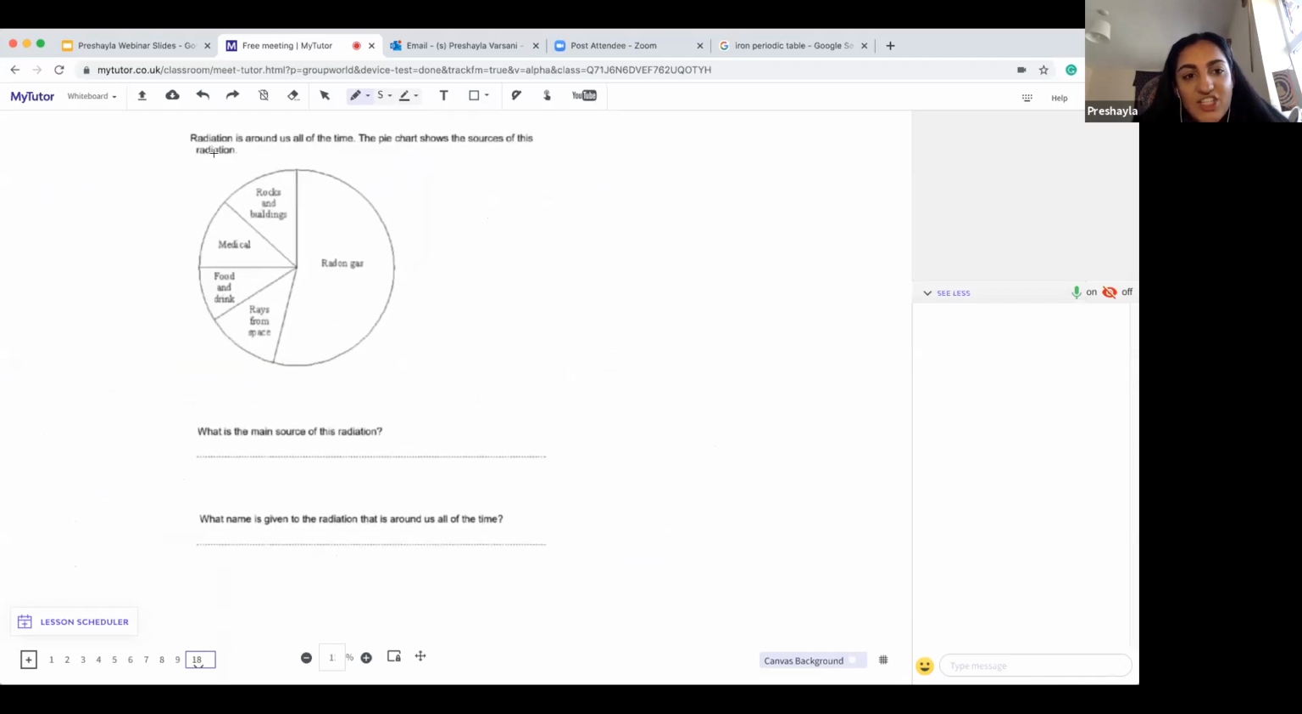Okay, radiation is around us all of the time. This pie chart shows some of the sources of that radiation. What is the main source of this radiation? So we can clearly see from the pie chart that the main source, the biggest percentage, is radon.